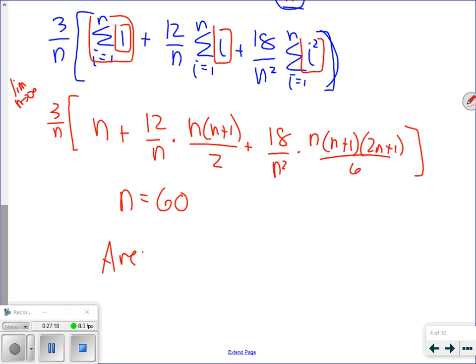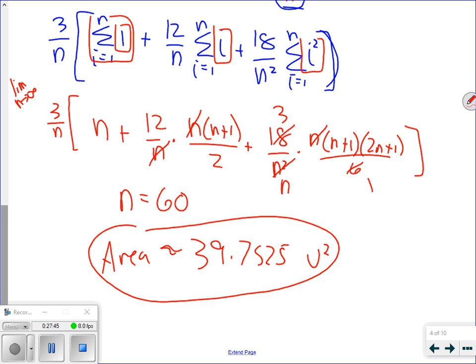So the area approximately equals, if you plug 60 into this very carefully, and maybe even simplifying down a few things if you really wanted to. You can say this is 3 and this is 1, whatever you want to. But very carefully, I got the area to be 39.7525 units squared.